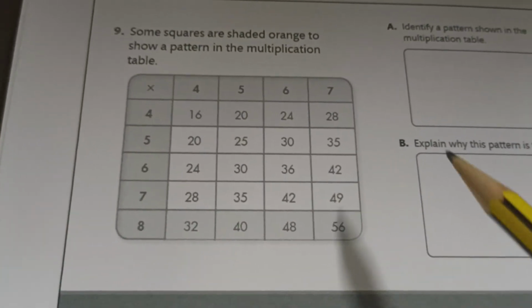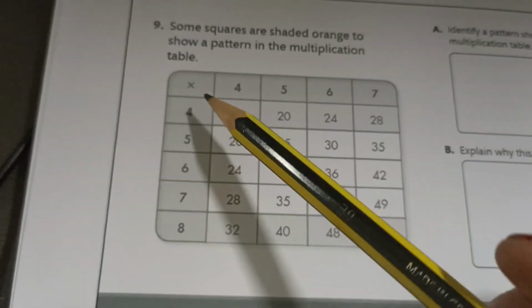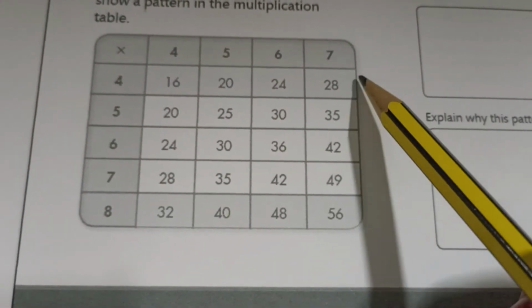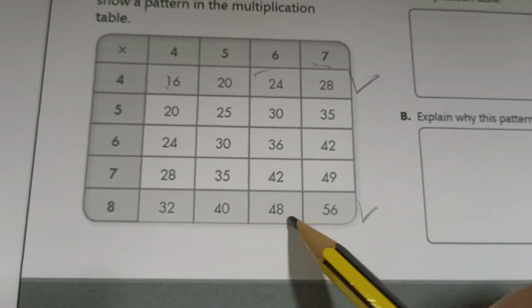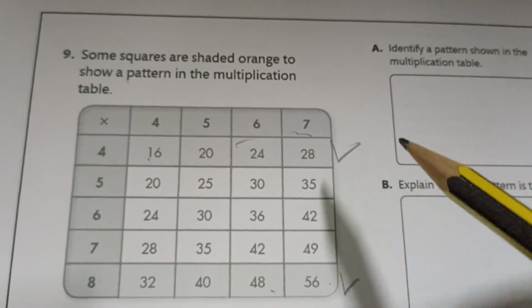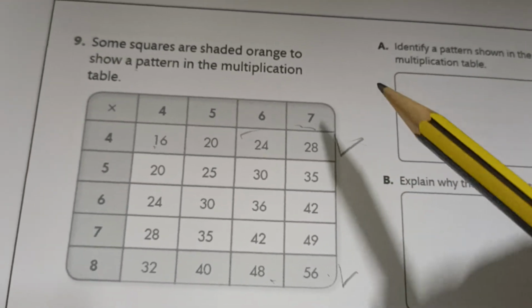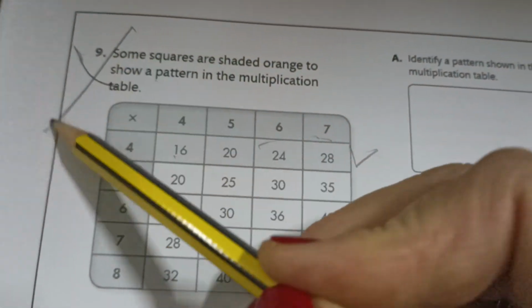Okay, so this number 9 we are not going to do. This is a lot of explanation, okay? Some squares are shaded, so this square is shaded. These squares are shaded. These squares are shaded. Here we need to write that. Okay, I'm writing for you, but this task is not going to be on the test, okay?